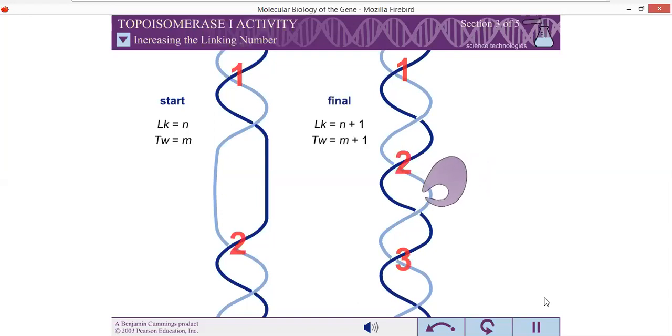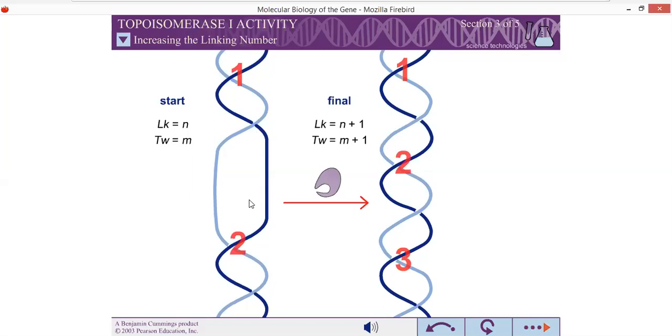In my last lecture, there was some student who was saying, sir, how can we vary the linking number? See, in this particular lecture, I'm telling you, this is how you can vary the linking number. You can modify the linking number by adding the type 1 or type 2 topoisomerase.